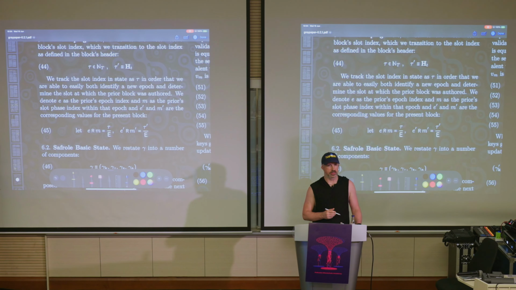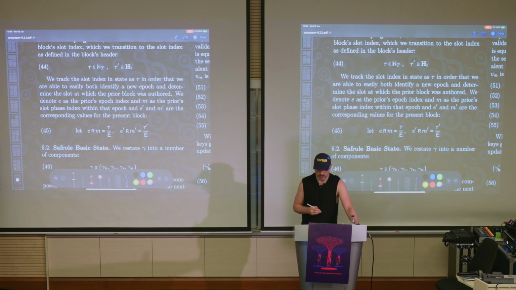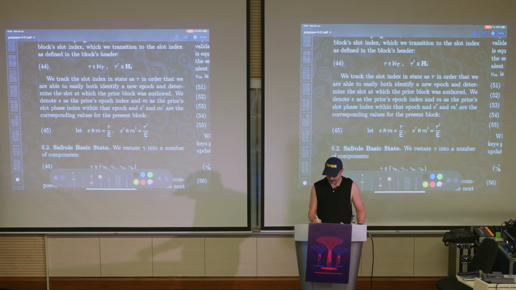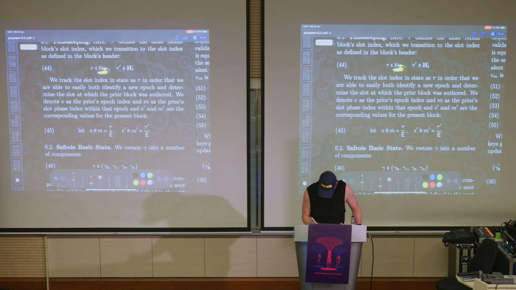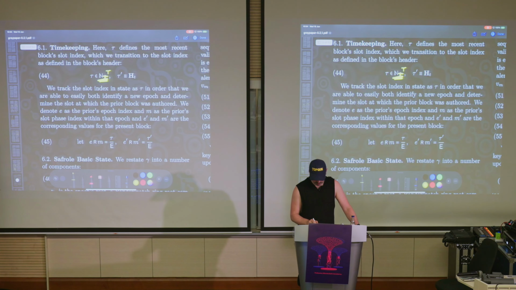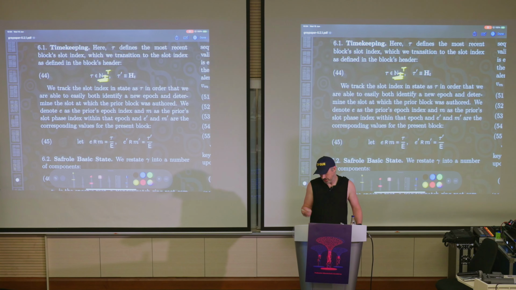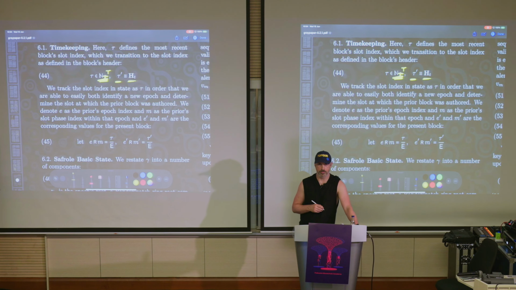Tau is the most recent time of the most recent block. It's a time, which means it's a member of this set NT. Again, I think that should be sans serif T. T prime is the posterior, and we just say the posterior time should be set to the time mentioned in the header. Very simple.